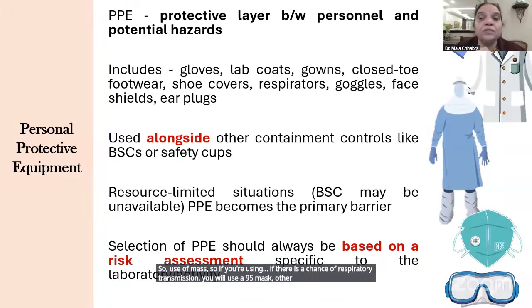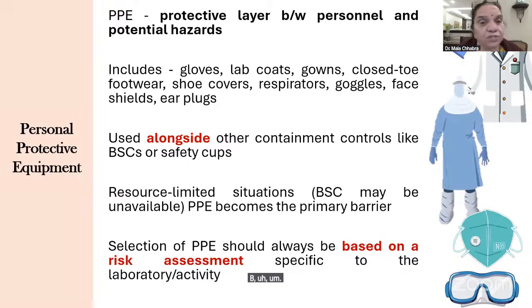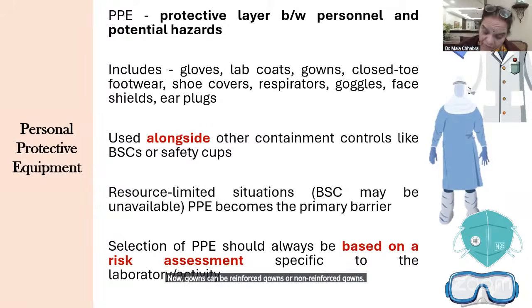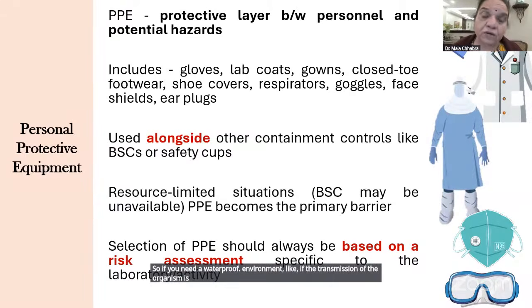Otherwise, you can use the triple layer mask, which, if used properly, protects. Similarly, lab coats or gowns. I'll talk about gowns. Now, gowns can be reinforced gowns or non-reinforced gowns. So you have to assess what you need. If you need a waterproof environment, like if the transmission of the organism is through contact, close contact, then you need a waterproof gown.